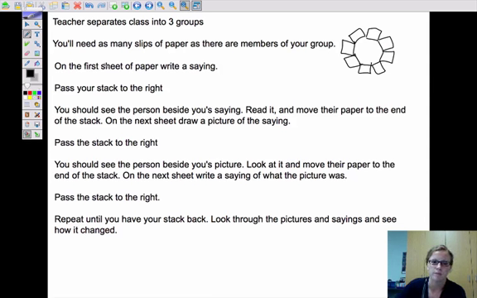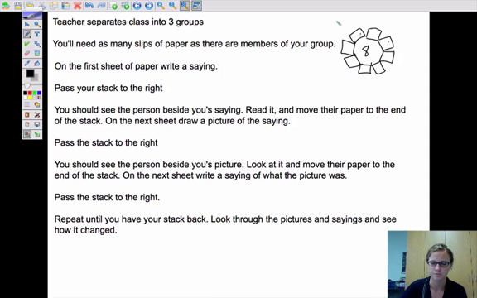Then we have a pile of little slips of paper. You're going to need as many slips of paper as there are members in your group. So if there were 8 members in your group, you need 8 slips of paper. If there were only 5 members in your group, you need 5.